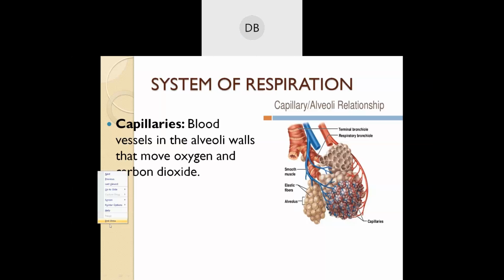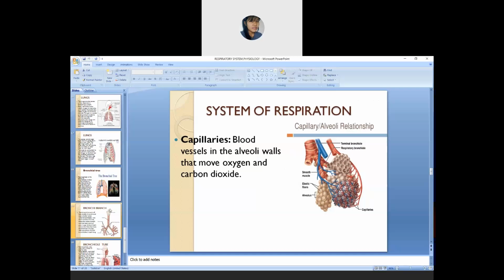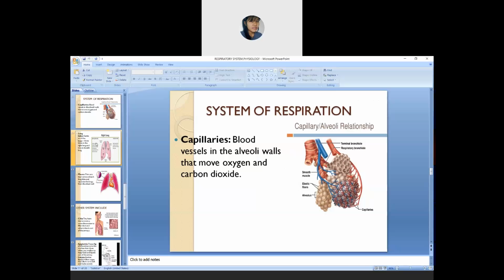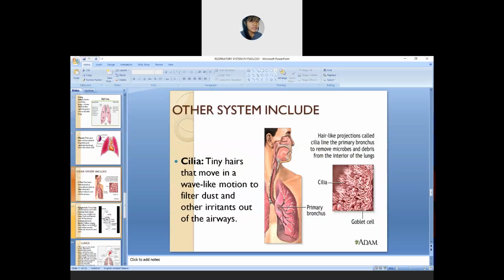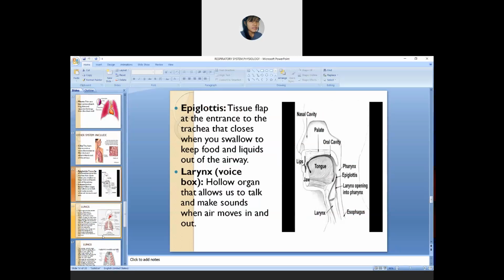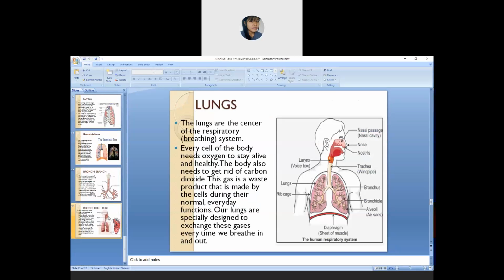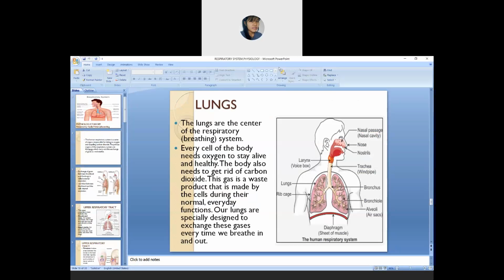Okay, so today we will discuss till capillaries. In the next class, we will see about the lobes. The lung is divided into 3 lobes. All this we will see: pleura, then cilia, epiglottis, larynx. All this you will see in the next class. So for today, we have discussed up to capillaries. Okay, then that's all for today's class.